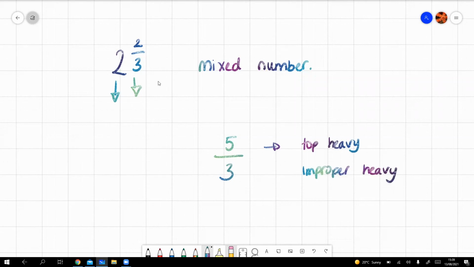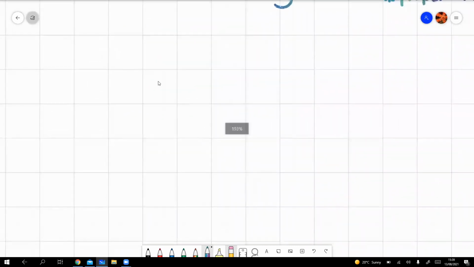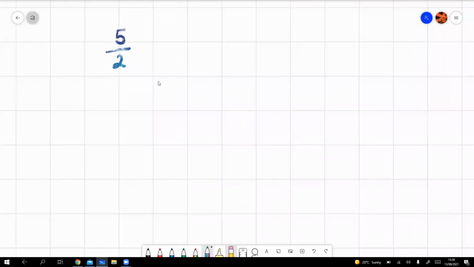So let's have a look at converting. Okay, so let's have a look at improper fractions first, or top-heavy. 5/2. Now we need to write this as a mixed number. So in order to do this, we need to see how many 2's go into 5. So you need to know your tables here again. So how many 2's into 5? Well, it's 2 whole ones, isn't it? Because 2 times 2 is 4. How many left over? Which is 1/2. The denominator stays the same. Okay, so it's 2 1/2.